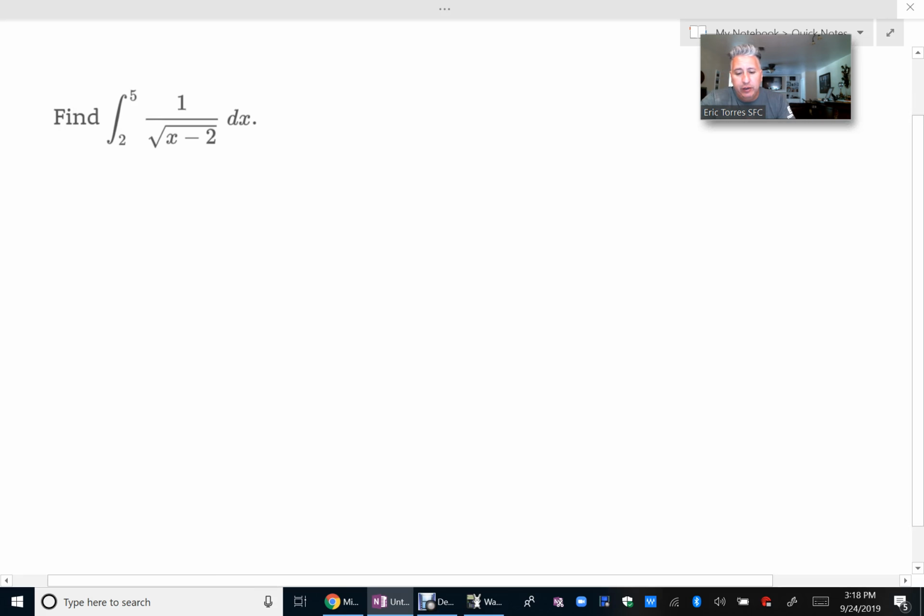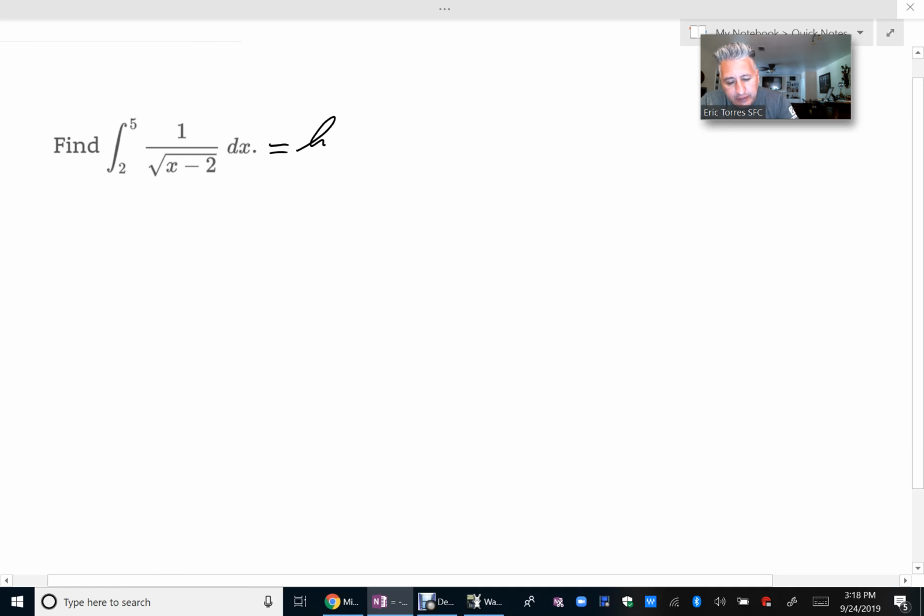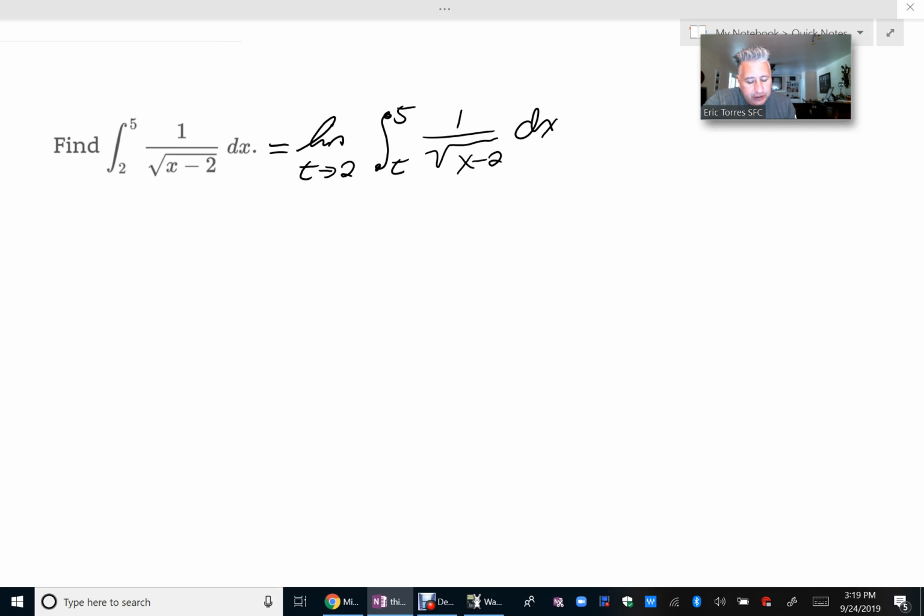As such, I can use the rules for improper integrals type 2, and I will now take the limit as t approaches my problem area, which is 2, on my integral from t to 5. Okay, so basically I'm going to go ahead and take the antiderivative of this.